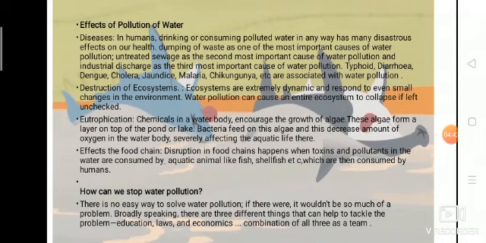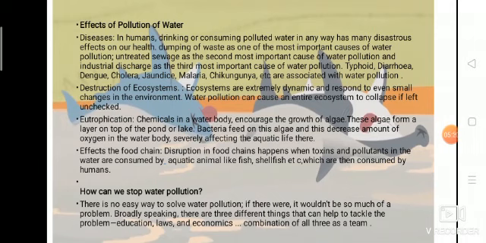Destruction to ecosystem. Ecosystems are extremely dynamic and respond to even small changes in the environment. Water pollution can cause the entire ecosystem to collapse if left unchecked. Eutrophication. Chemicals in a water body encourage the growth of algae. These algae form a layer on the top of a pond or lake. Bacteria feed on these algae and decrease the amount of oxygen in the water body, severely affecting the aquatic life there.